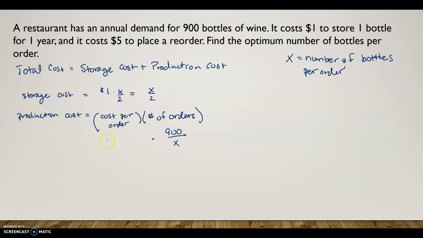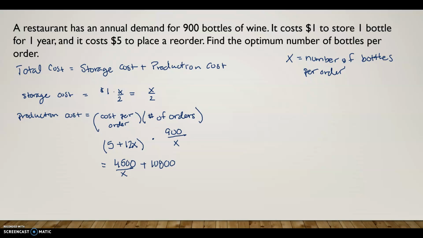Cost per order is a little different. So it says it costs $5 to place a reorder. So that would be 5 plus, and now they didn't tell us how much a bottle of wine costs. I'm just going to label that anything that you think, right? Let's say it costs $12. I'm making up a number. You can make up any number you want, and I'll show you why in a minute. So 12x. Okay, so now when I multiply those together, I get 5 times 900, which would be 4,500 over x, plus 12 times 9 would be 108. Okay, and the x's would cancel.